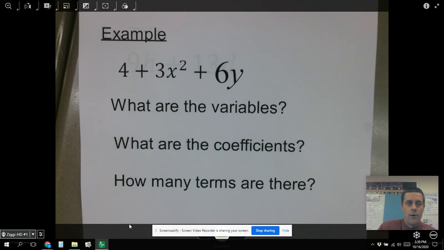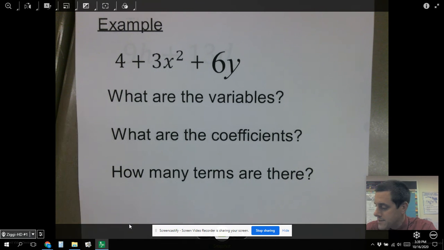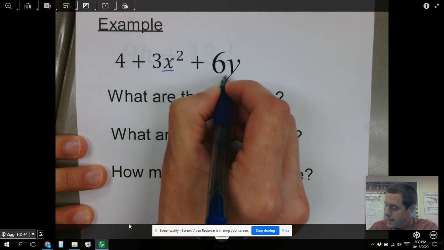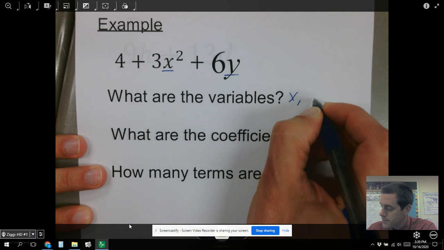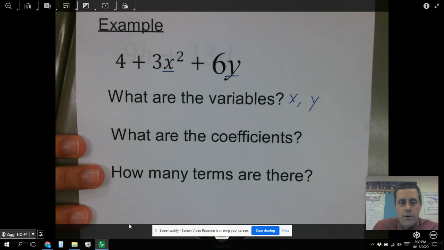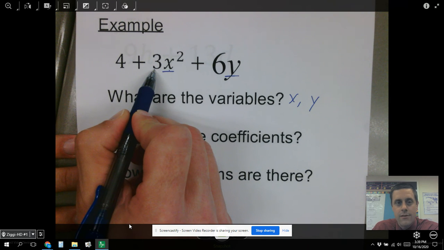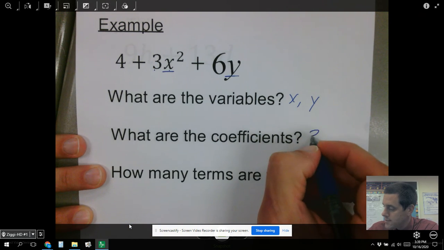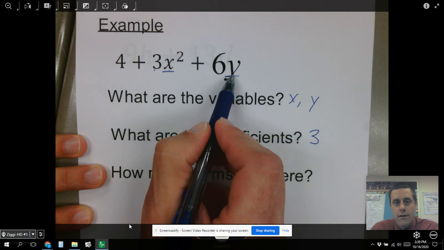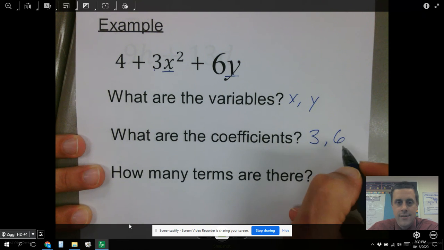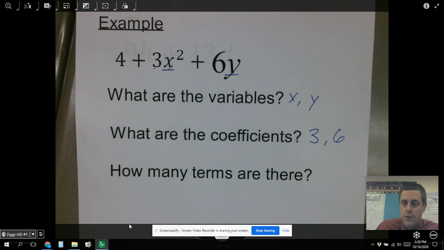All right, next example, 4 plus 3 times x to the second power plus 6y. What are the variables? x and y are both variables. Number 2, looking for the coefficients. Remember, every variable has a coefficient. What number is being multiplied times x? We have a 3 out in front of it. 3 is a coefficient of x. Variable y, the coefficient, the number touching it, it is being multiplied by 6. So 3 and 6 are both coefficients.